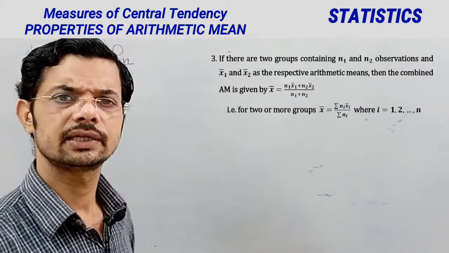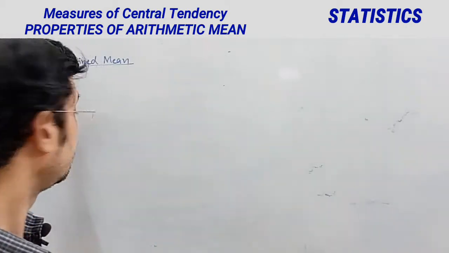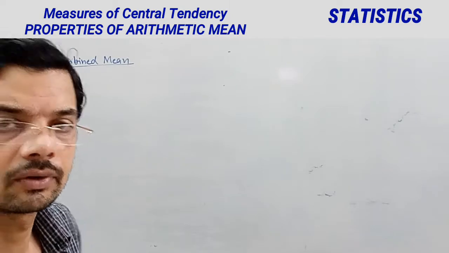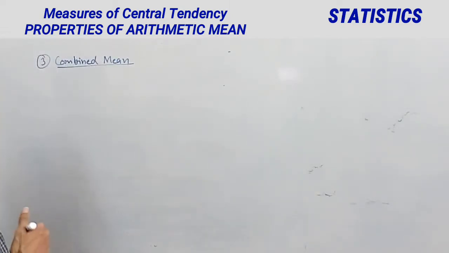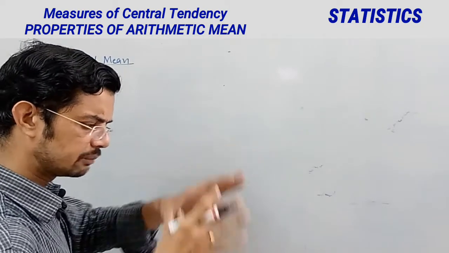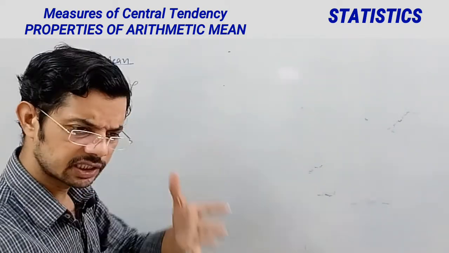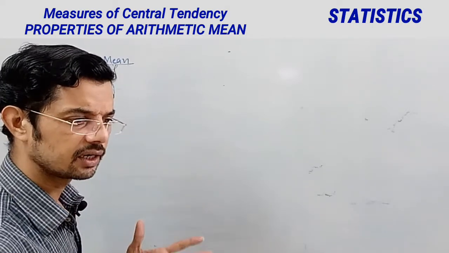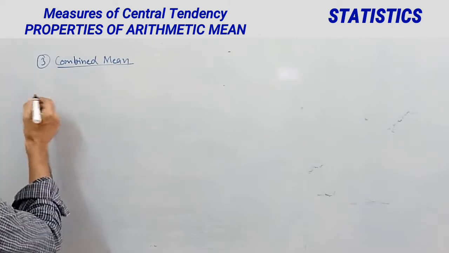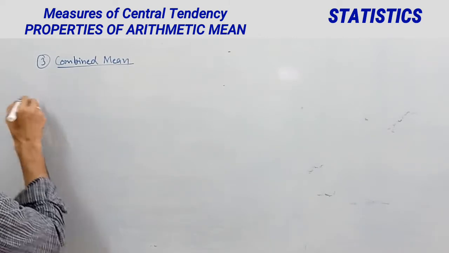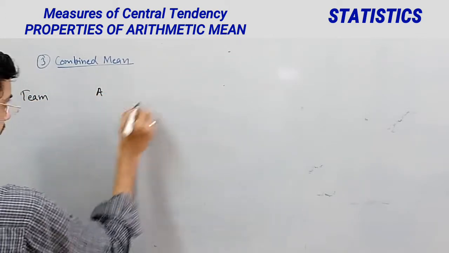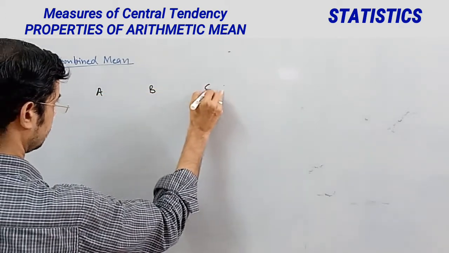Okay, now let us take the second example of combined mean, where we have three teams. So let us consider the example. Say there was a company and in the company there were employees distributed into three teams, and each team had a different average salary per day. So let us see, there was a company with team A and team B and team C.